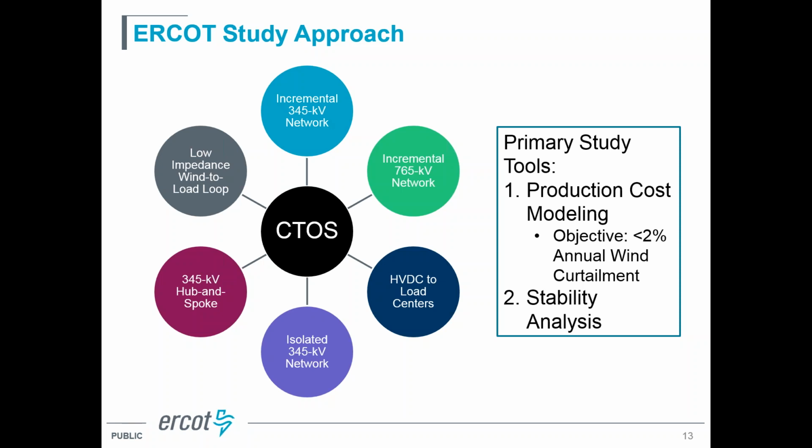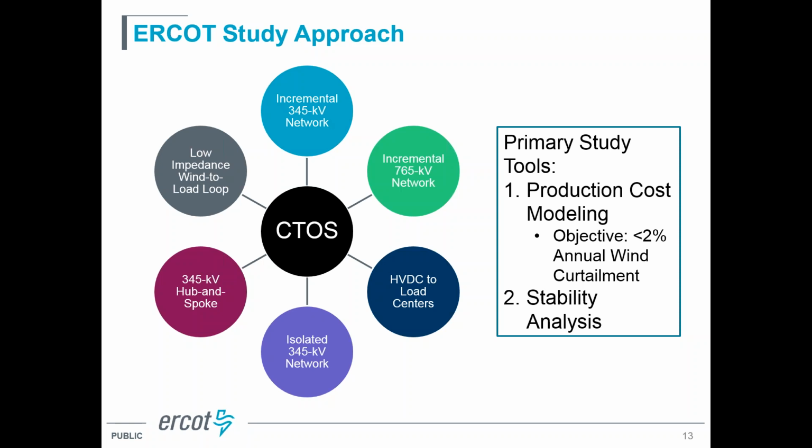And then the second important piece was stability analysis, and we found that when we're moving that much power on the system, then stability really became the limiting factor. It wasn't the thermal capacity of a transmission line, it was really the stability of the system to handle that amount of generation moving from one area to another area. We're moving the generation hundreds of kilometers across the state. And so stability really became the most limiting factor. And those were our primary study tools as we went into the analysis.